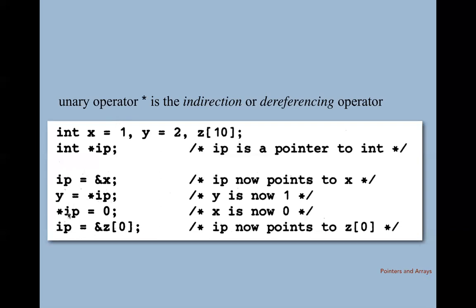IP is the address of X. Star IP is the value present in the address of X. That's going to be X. That's going to be 0. X is now assigned 0. Now IP is pointing to the first array element of Z.